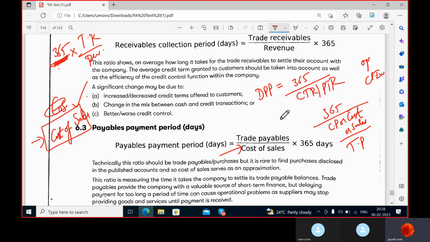Yes, sir. Did you understand? Yeah. So this goes up, then it becomes 365 into trade payables by cost of sales. Come on, note this down. Yes, sir.